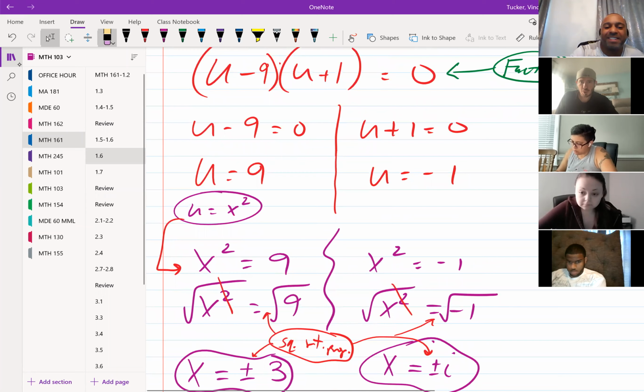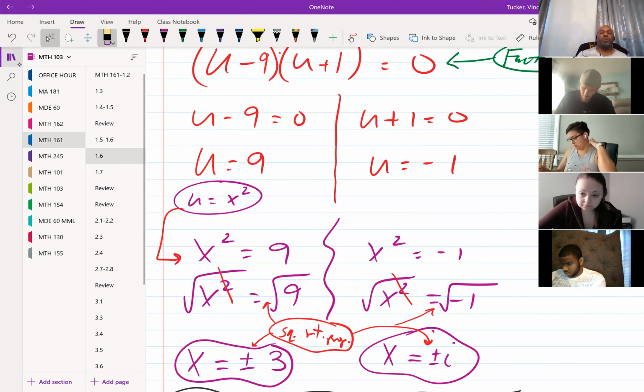So here, take the square root of both sides in order to get the square off of x. And that's going to be plus or minus 3, and then plus or minus i, because we took the square root of -1. So we have 2 real solutions, 2 imaginary solutions.